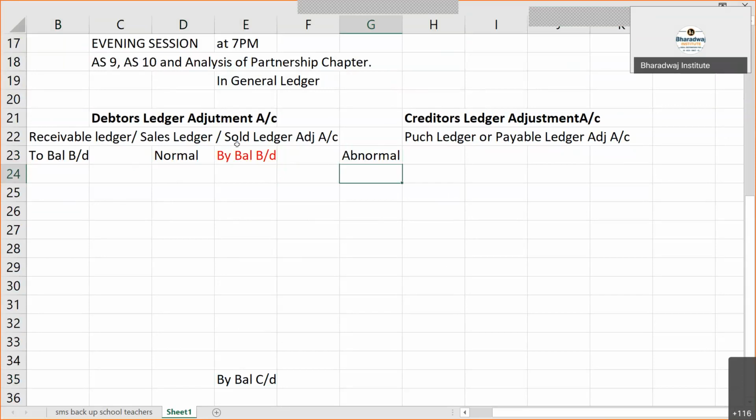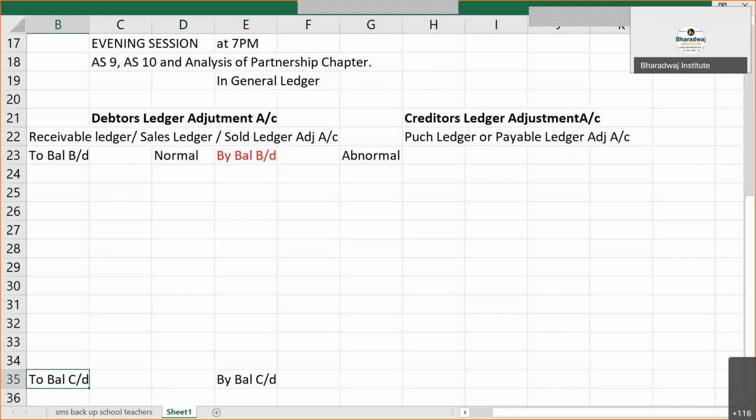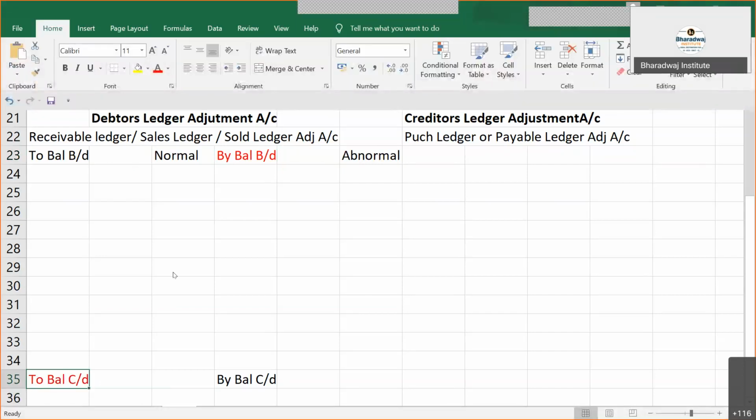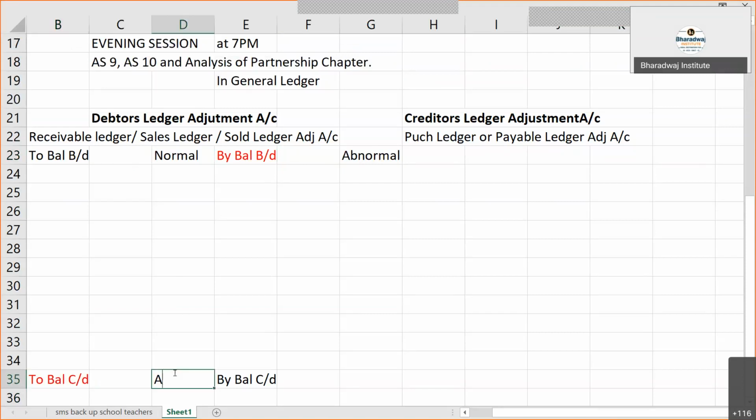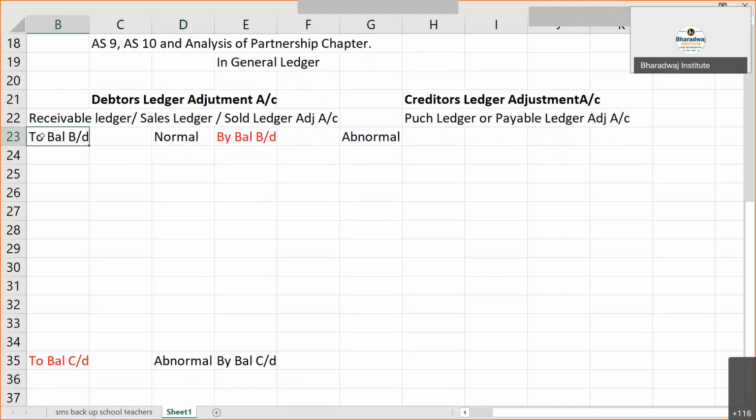Why is it called an abnormal balance? Because when they pay advance to us, it will have an abnormal balance, to balance carried down. Abnormal balance is nothing but a credit balance. Debtors should normally show a debit balance. When they pay advance to us, there may be an abnormal balance. So to balance brought down is the normal balance, and by balance brought down and to balance carried down will come when they pay some advance money to us. Okay. Now what and all will come in the debtors ledger on the debit side?